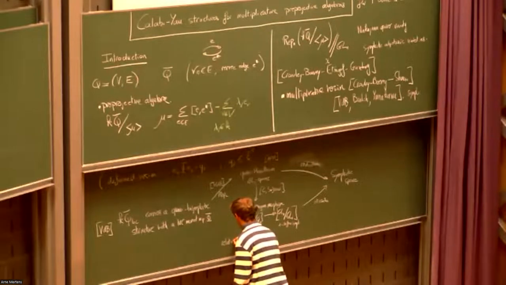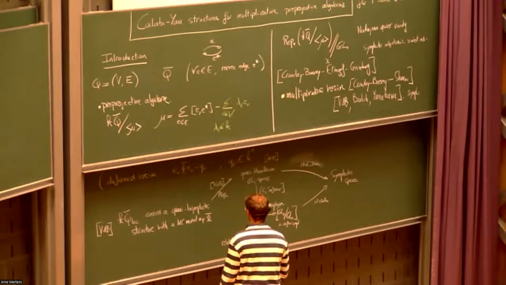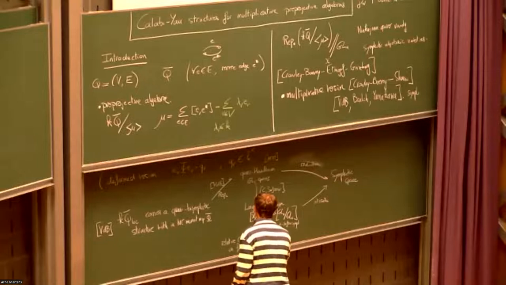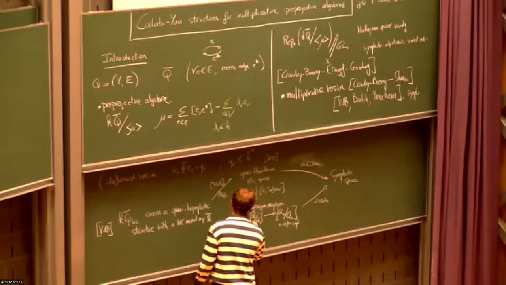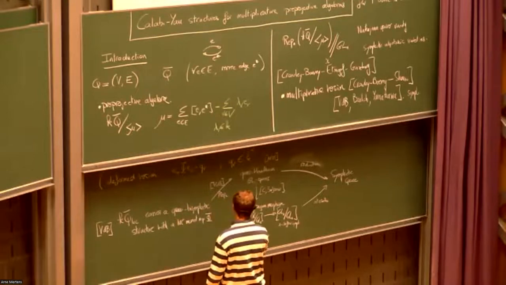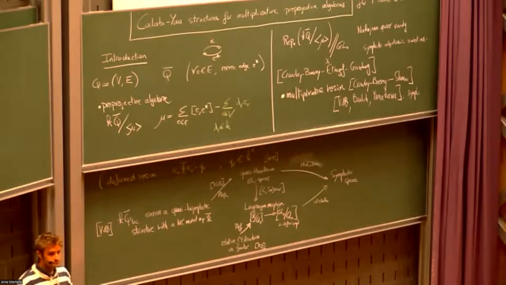That's something they call relative Calabi-Yau structures. This is something I will define on a functor. So that's Brav and Dyckerhoff, I think. And you can go to Lagrangian morphism by taking the derived stack of perfect complexes.